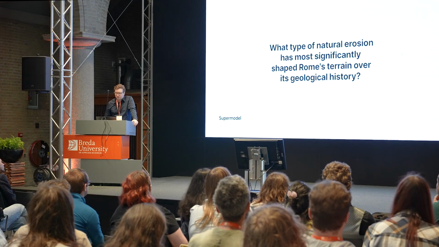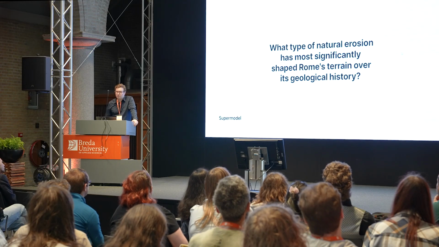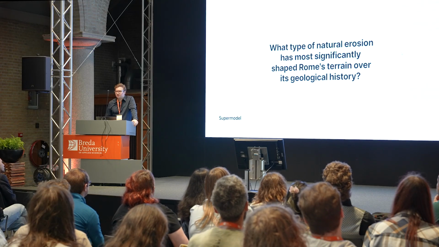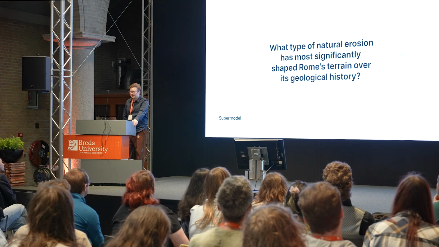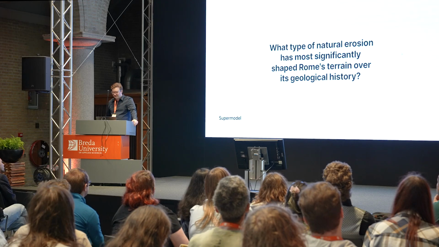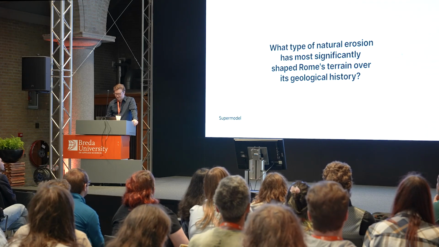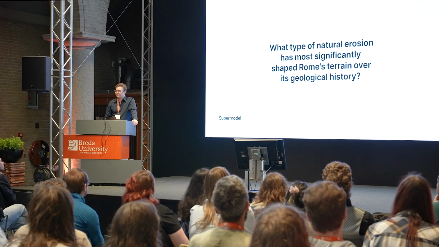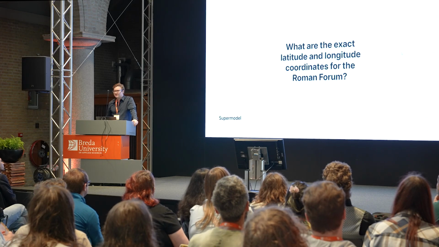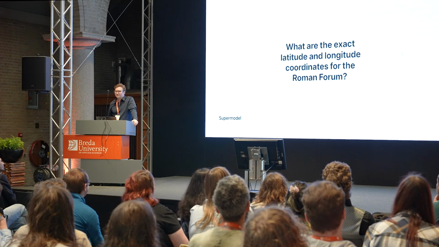We're gonna increase the difficulty on the next one. What type of natural erosion has most significantly impacted Rome's terrain over its entire geological history? It's fluvial, river erosion. Almost every city is fluvial in the end. Almost every city is along a water line, so this is probably the most common type. And we're gonna round it off with the hardest question of them all. I will be very impressed if you know the answer to this one. What are the exact latitude and longitude coordinates for the Roman Forum?